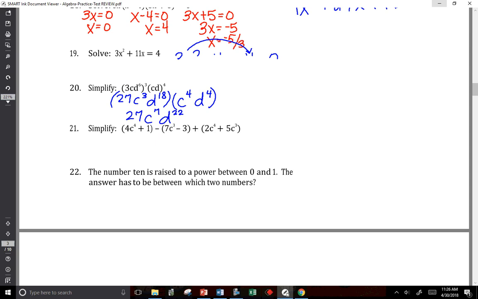So 4c to the fourth is going to go with 2c to the fourth, so that's 6c to the fourth. Everybody okay with that? You're just combining like terms. So negative 7c to the third and positive 5c to the third would be minus 2c to the third. And then we have a positive 1 and a positive 3, so that gives us a plus 4 on the end.